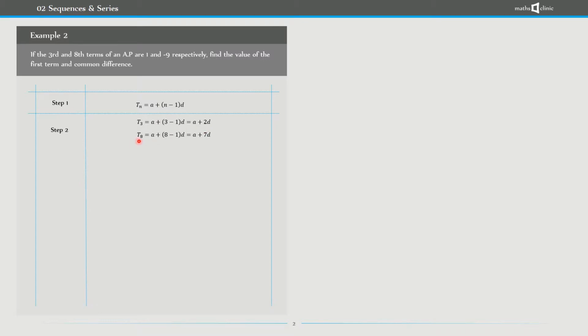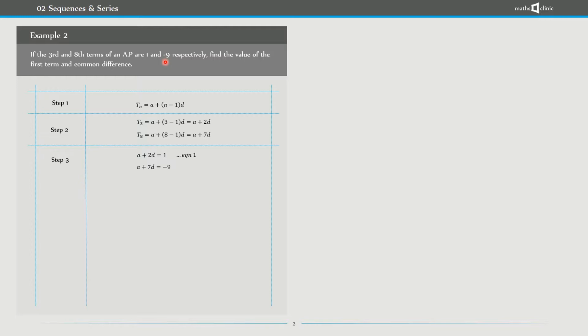And then T8 is a plus (8 minus 1)d, so basically we have a plus 7d. We simply substitute 8 into the formula here. The next thing we need to do is note that a plus 2d equals 1, because we've been told that the third term is 1. So T3 equals a plus 2d equals 1, and T8 equals a plus 7d, which is minus 9.